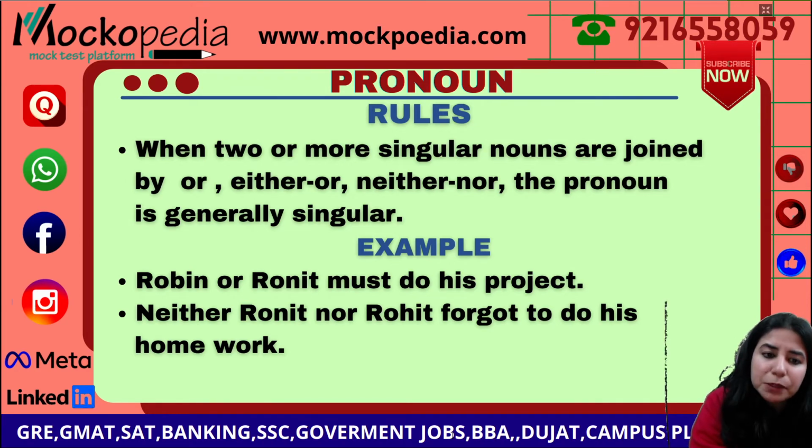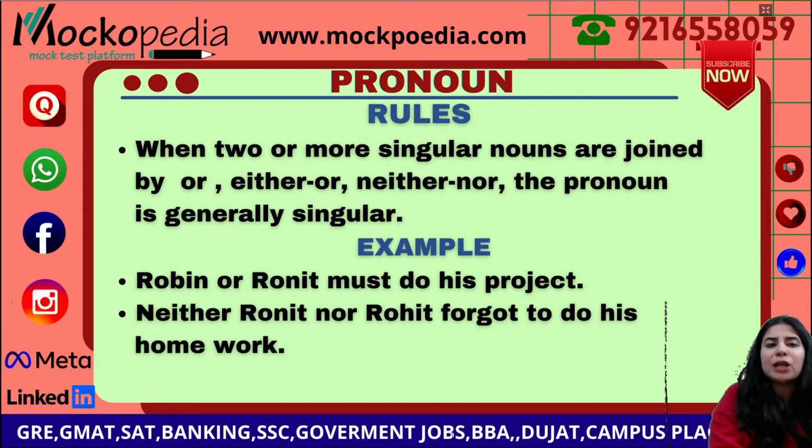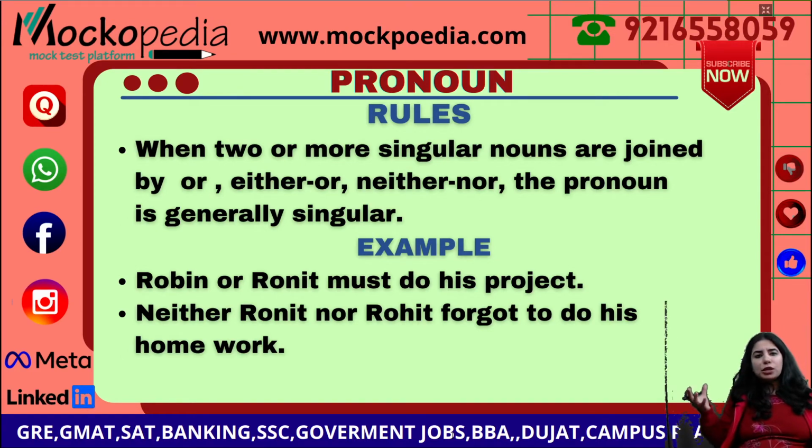Take one more example. Neither Ronit nor Rohit forgot to do his homework. So are you able to see Ronit, Rohit? These are two singular nouns. We are joining them by neither nor. In the previous case we were joining with or. So the pronoun in both cases remains singular. So it's a very important rule, and most of the time students mess up because when we are talking about two singular nouns, the idea conveyed feels plural, but the pronoun, despite that, must be singular. So this is something that you should be careful about.